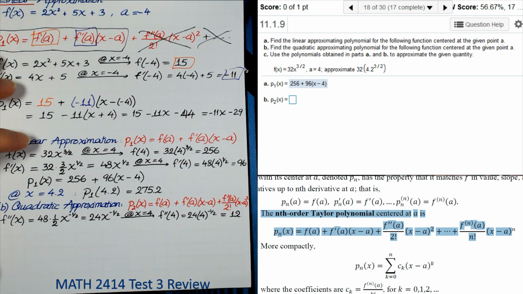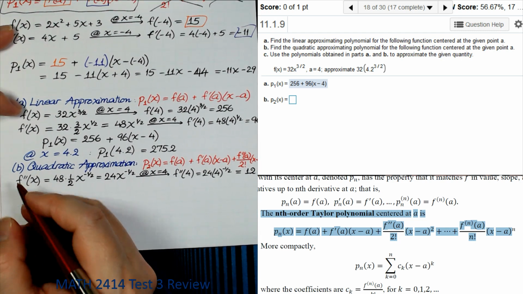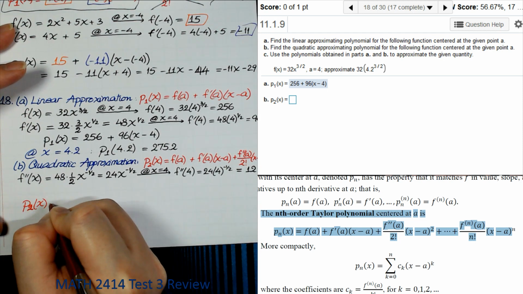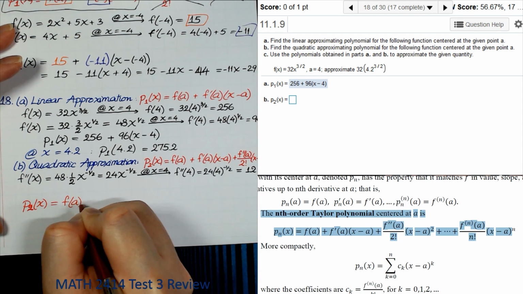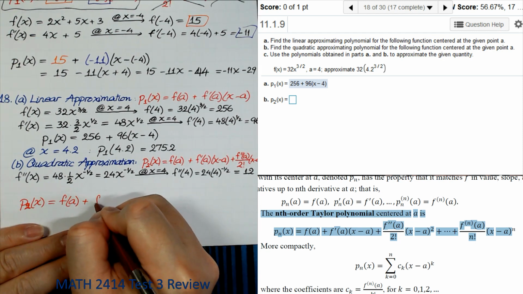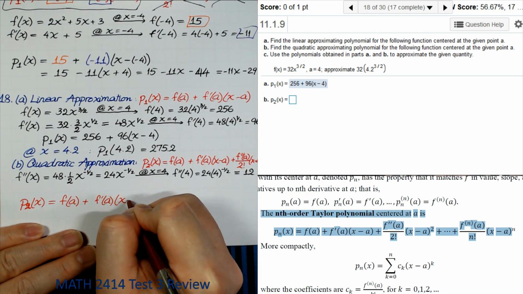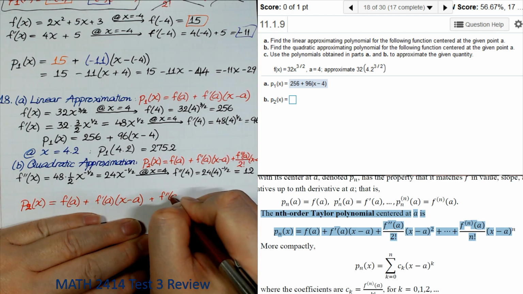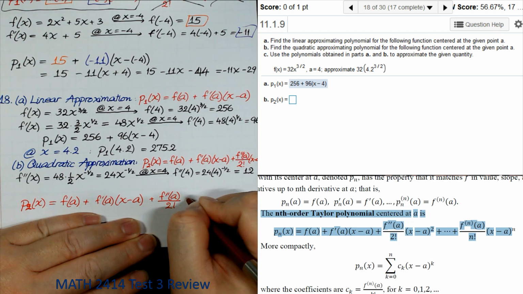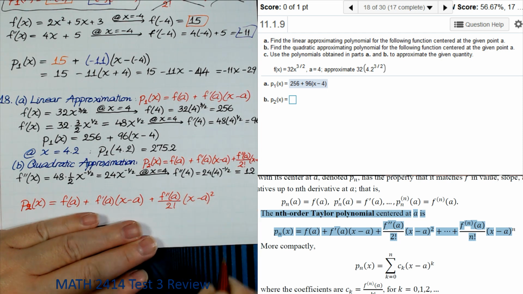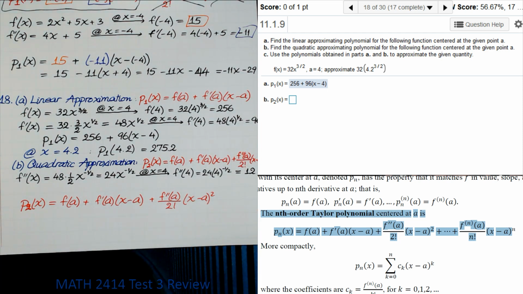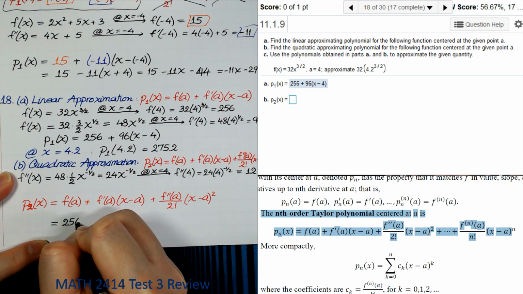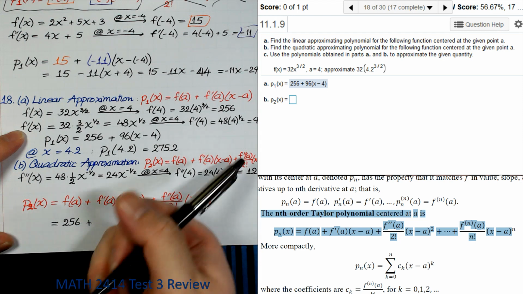So let's write out the formula one more time. P2 of x is f of a plus f prime of a. Later on we just use the table. Second derivative over 2 factorial. When we write like this, there's an advantage of writing like this too. 256 is the function, derivative 96.